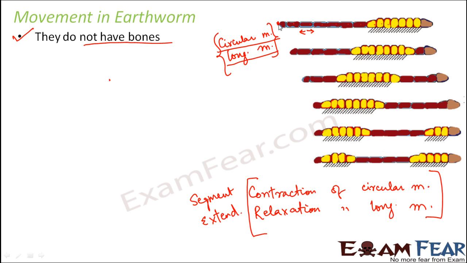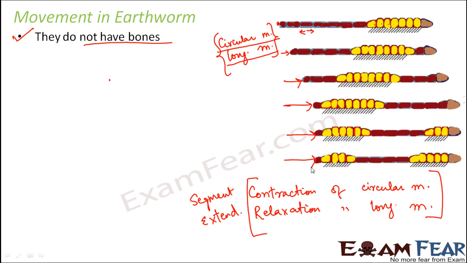So earlier it was at this point, then it moved this much, then it moved this much, and so on. So gradually it is moving in the forward direction. This expansion and contraction of particular segments allows the body to move forward.